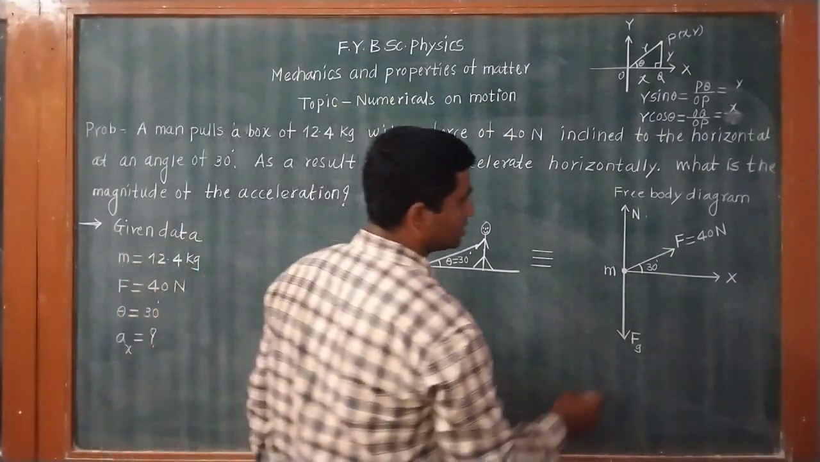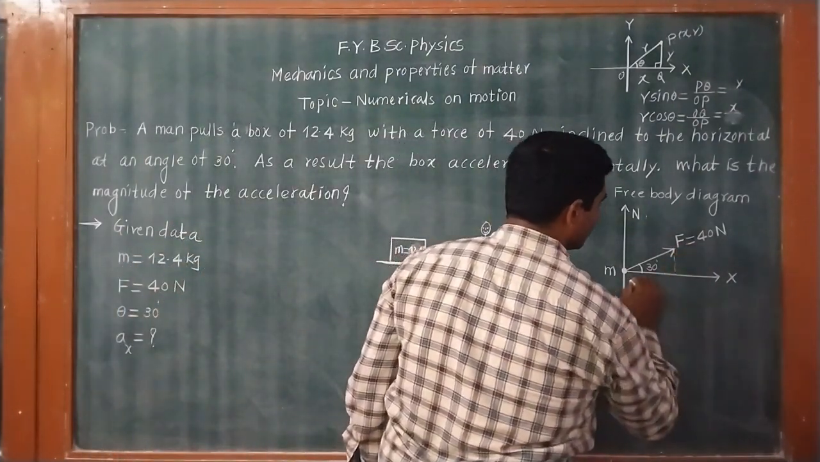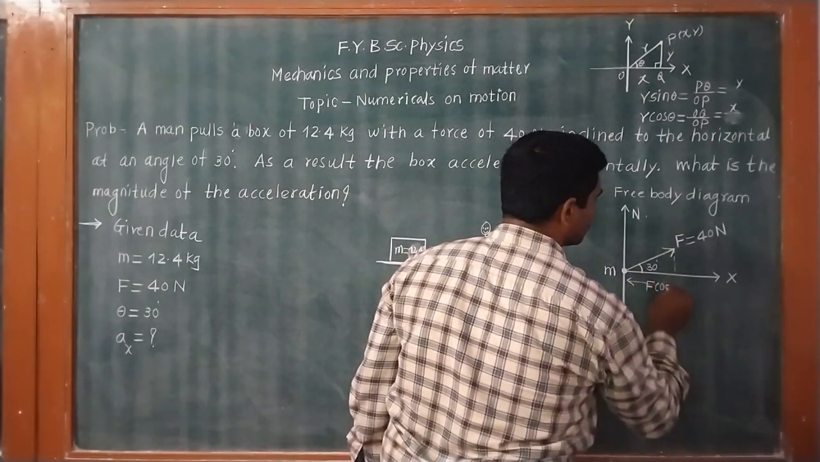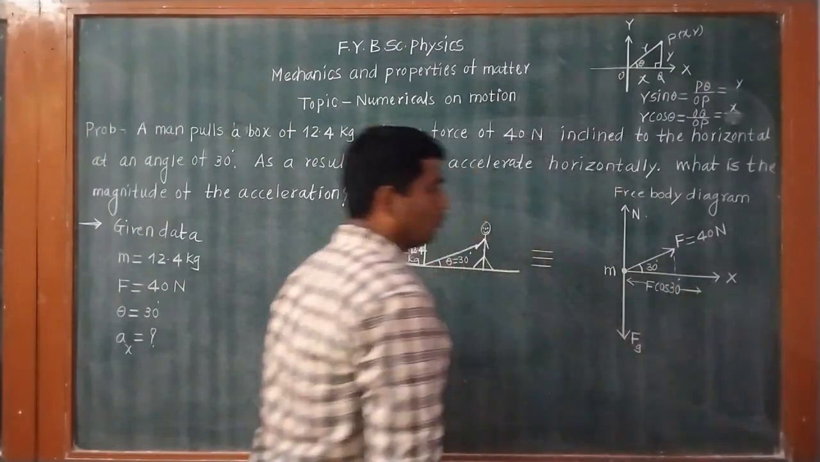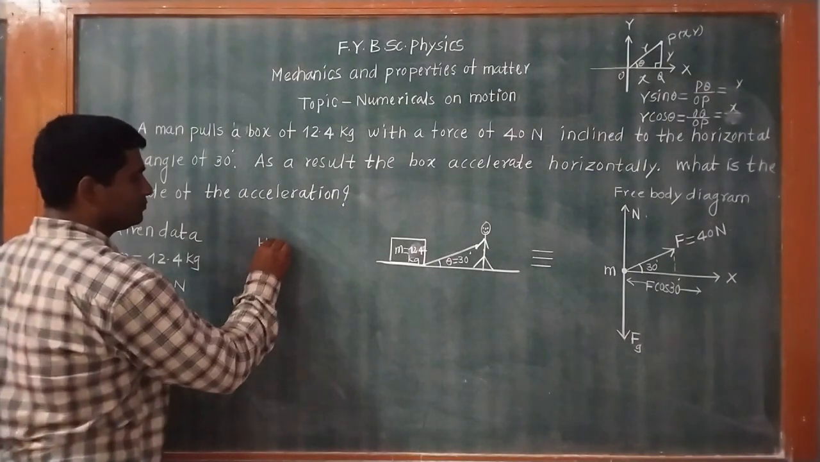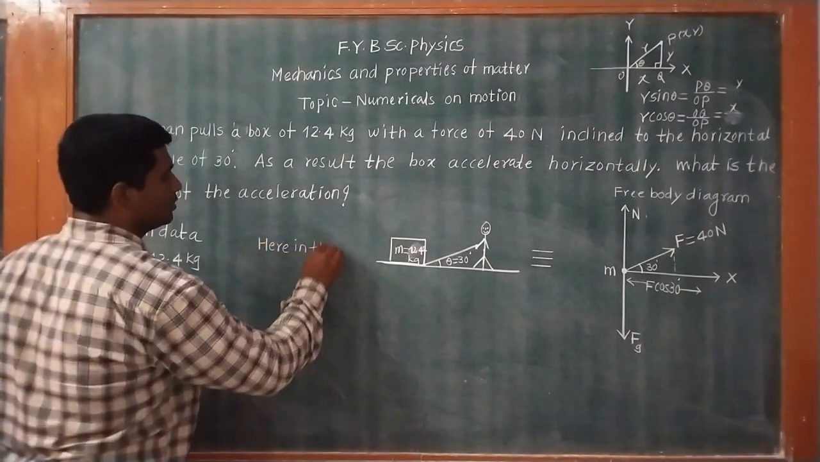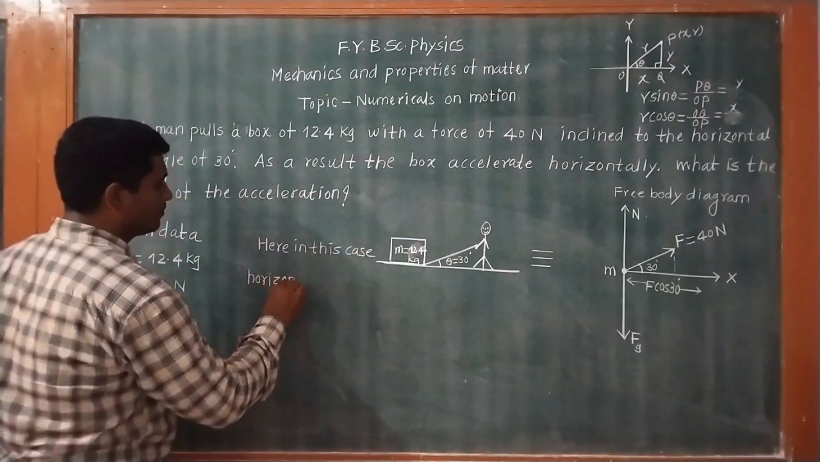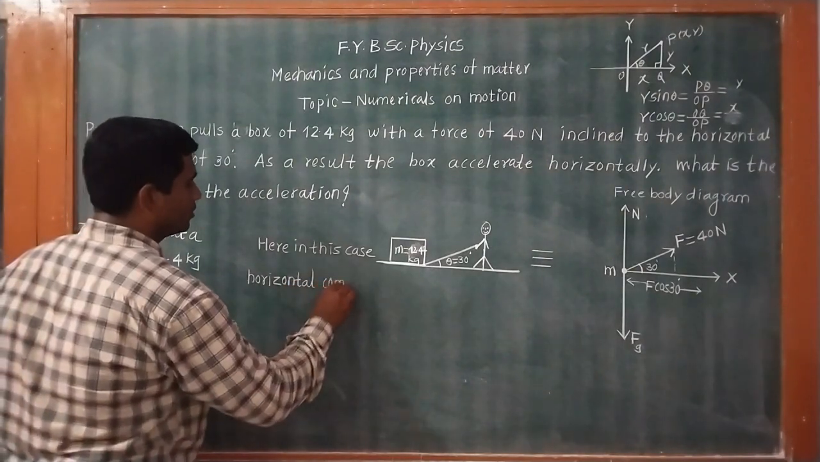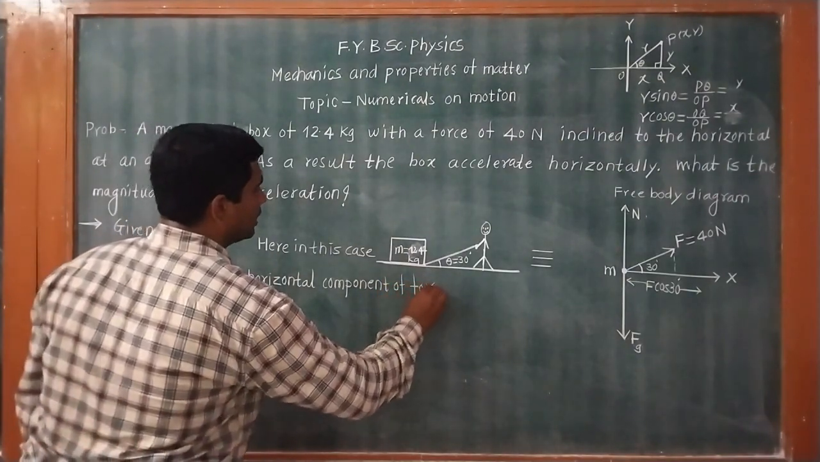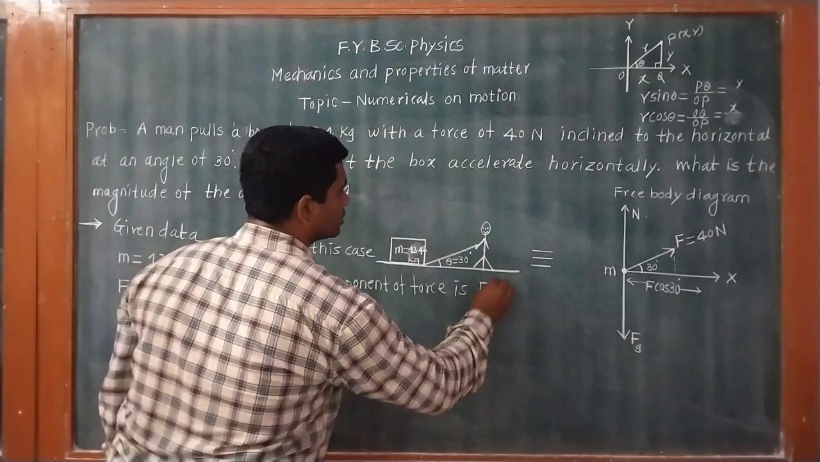So here in the same case, if I draw a perpendicular from this, the component in this direction will be F cos 30 degrees. So the horizontal component of the force is F cos 30.